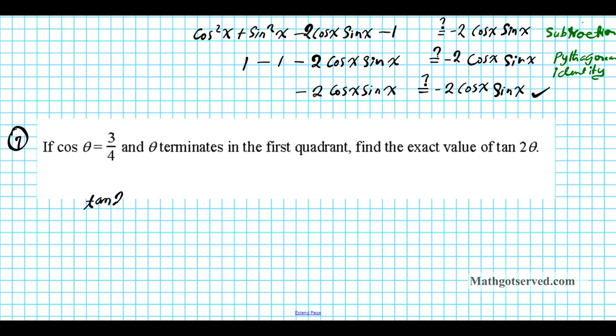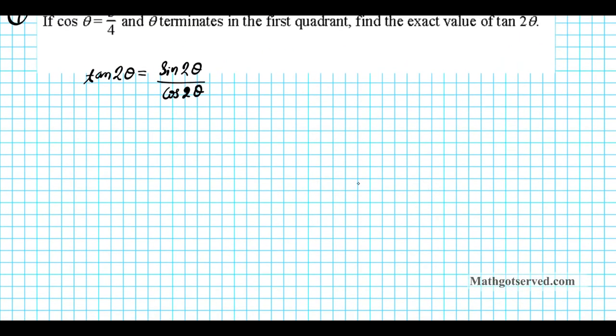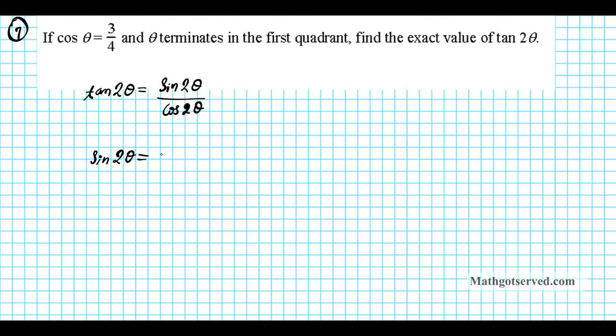There are different variations of them. The one I'll use, I'm going to use sine 2 theta divided by cosine 2 theta. All right, so to figure this out, I'll just find sine 2 theta and cosine 2 theta, and then divide them by each other to get tan 2 theta. Alright, let's start with sine 2 theta. To find sine 2 theta, I'm going to use the double angle identity for sine. And that is 2 sine theta cosine theta.